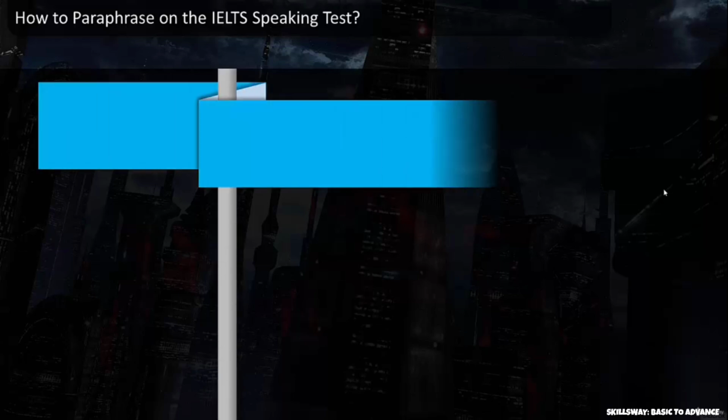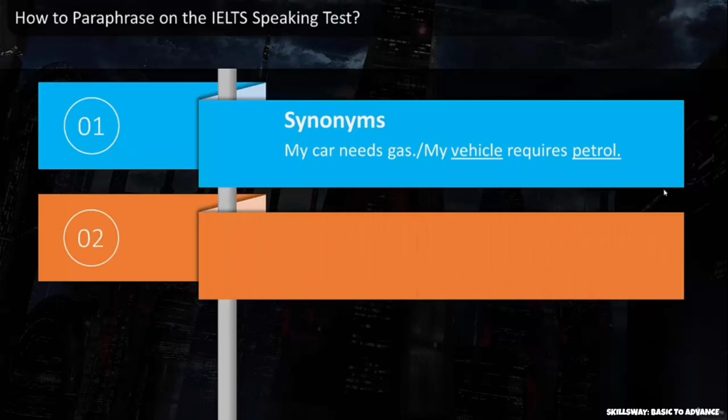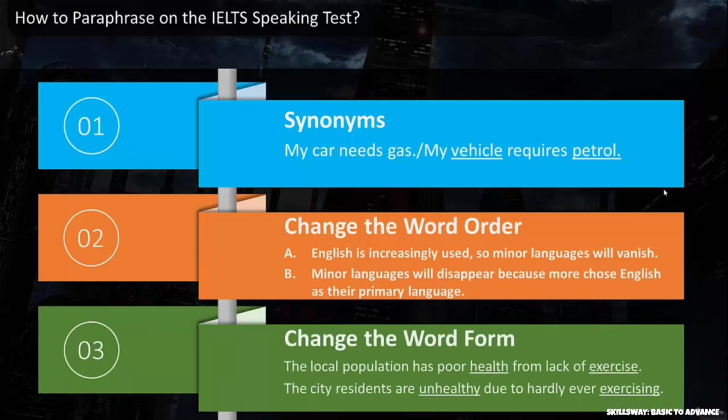Now, when we're talking about a few more tips and advice, in terms of synonyms, this is what I mean by synonyms. First sentence, my car needs gas. My vehicle requires petrol. Okay?